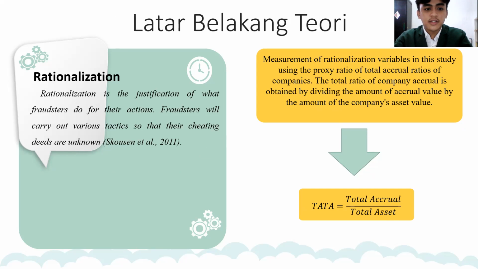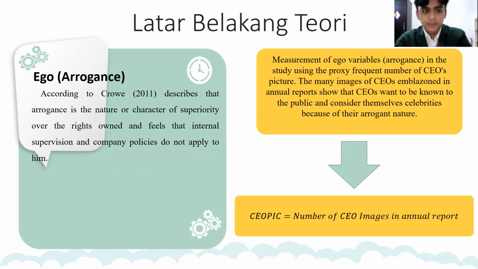5. Rationalization. Rationalization is the justification of what fraudsters do for their action. Fraudsters will carry out various tactics so that their cheating deeds are unknown. To measure the rationalization, I'm using proxy rational of total accrual ratio of the company.